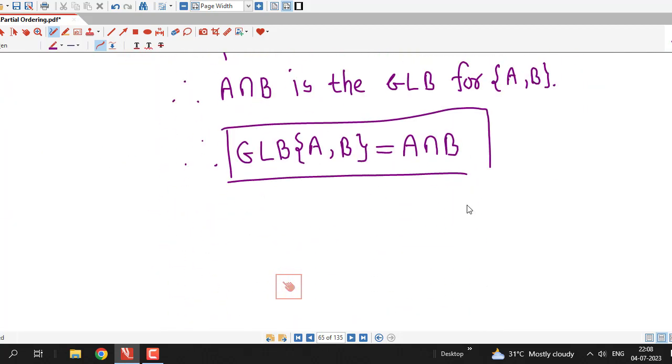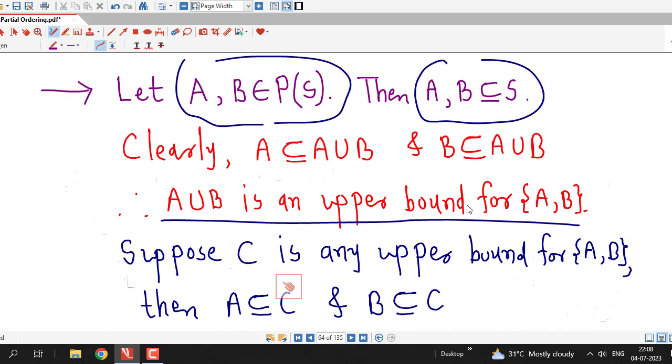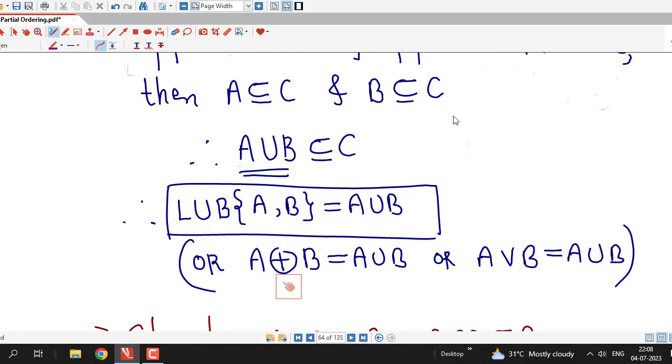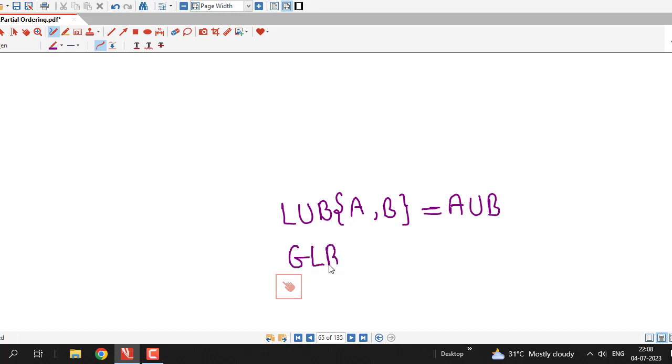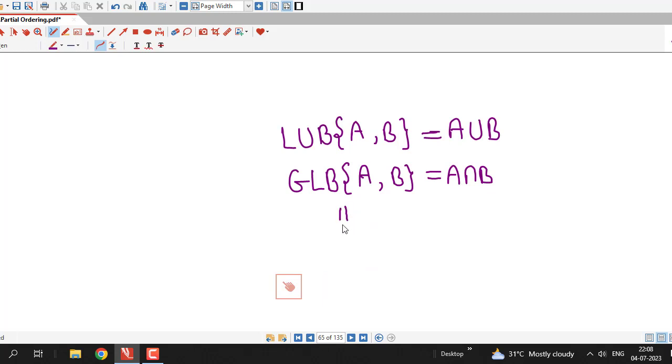So what we have shown? We have shown that if we take any two elements in the power set of S, then the least upper bound as well as greatest lower bound exist for those two arbitrary subsets of S, and this least upper bound of two subsets of S turns out to be union of A and B, and greatest lower bound turns out to be intersection of A and B. We can use different notations also. This I can denote by A star B, or we can denote it by A join B also.